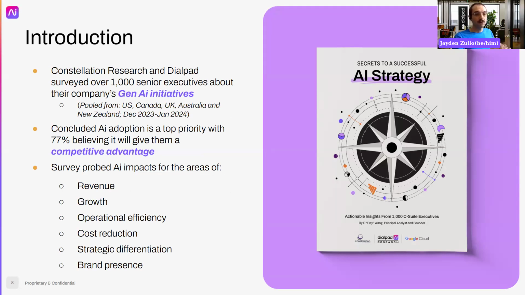And this was research that was done between December 2023 to January 2024. It was a survey of over 1,000 senior executives who were in the US, Canada, UK, Australia, and New Zealand. And what they did is they were asked a range of different questions around the AI adoption or project initiatives that they had within their business.